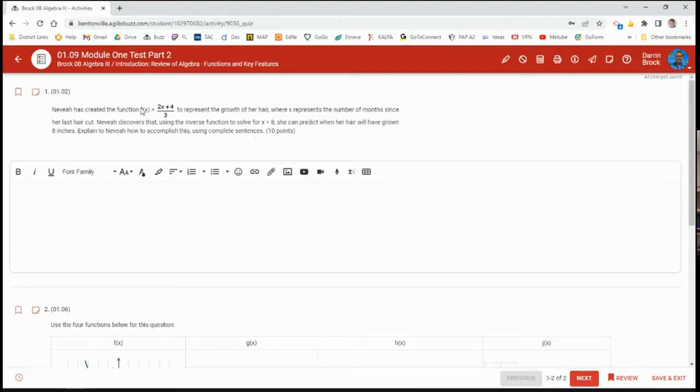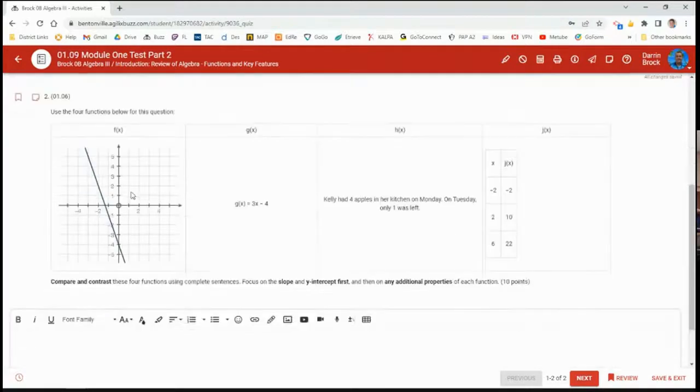So you've got to explain how to take this function and find its inverse function, and then what to do with the x equals 8. So that's what you've got to put here, right?